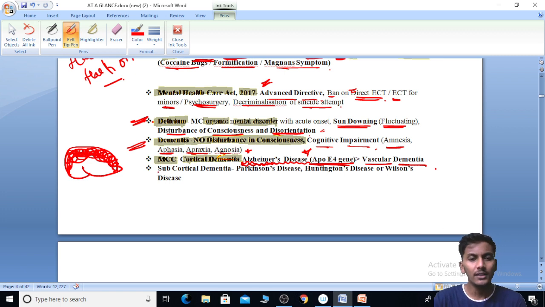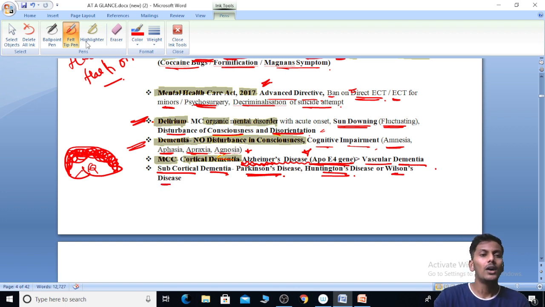Whereas subcortical dementia is seen when there are pathologies or disorders related to this part of the brain, the subcortical part. The most common cause of subcortical dementia is Parkinson's disease, followed by Huntington's disease or Huntington's chorea. And lastly, there is Wilson's disease.